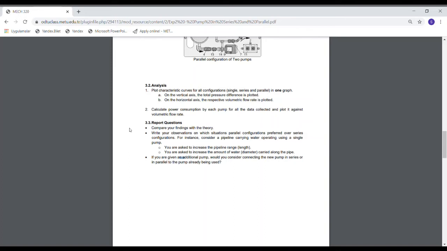Lastly, apart from those two things I mentioned, right below the analysis part, you are given some report questions and important things to be mentioned in your report. We also want you to answer those report questions and explain the things asked in this part.